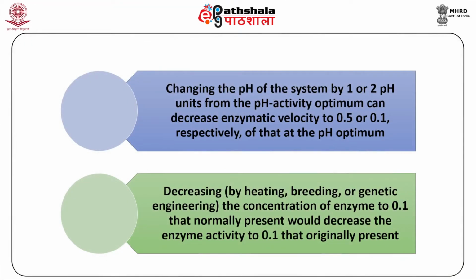the velocities would be 0.5 to 0.25 times the velocity at 25 degrees Celsius. Changing the pH of the system by 1 or 2 pH units from the pH activity optimum can decrease enzymatic velocity to 0.5 or 0.1 respectively of that at the pH optimum. Decreasing the concentration of enzyme, either by heating, breeding or genetic engineering, to 0.1 of that normally present would decrease the enzyme activity to 0.1 of that originally present.